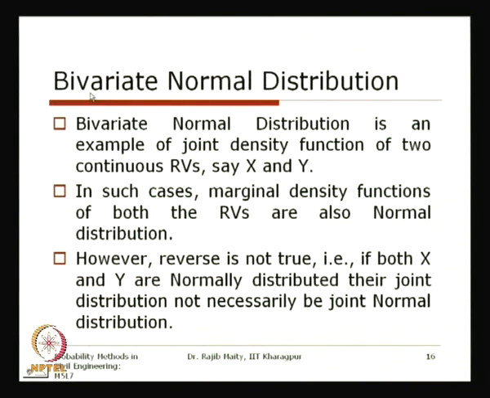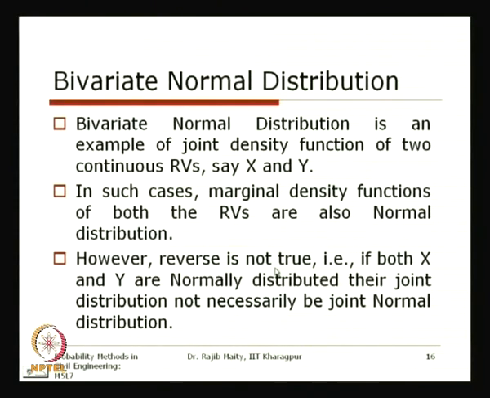engineering. So the bivariate normal distribution is an example of the joint density function of 2 continuous random variables, say x and y. And in such cases, the marginal density functions of both random variables are also normal distributions. So you remember that first we are stating this, and after that we are stating this statement. That is, if their joint density function is Gaussian, or normal distribution, then we can say that their marginals are also normal distributions.